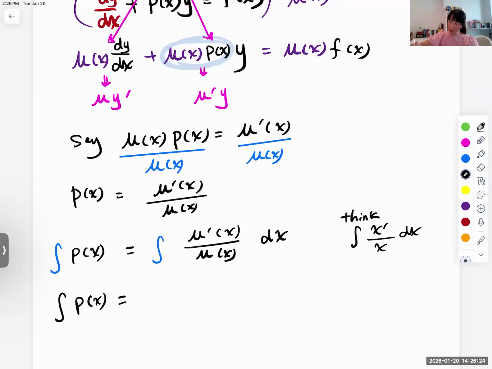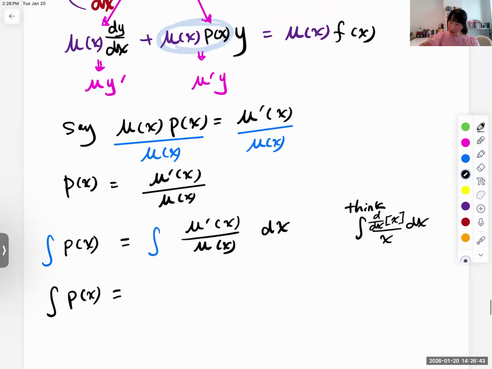Okay, maybe this is not a good example. It's better if we write it out this way: the derivative of x. Because you might not think correctly. So we have that, and that's the natural log of x. Make sense?